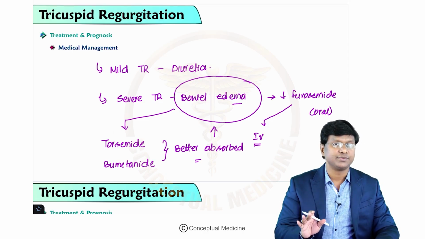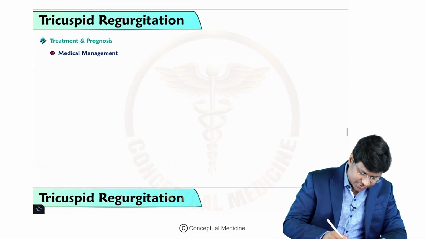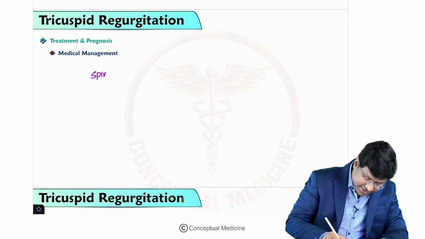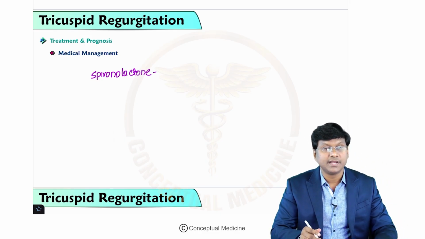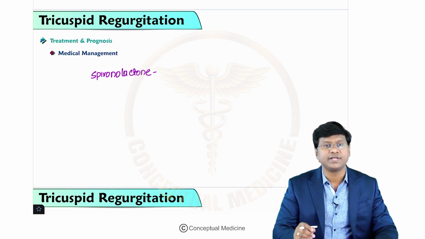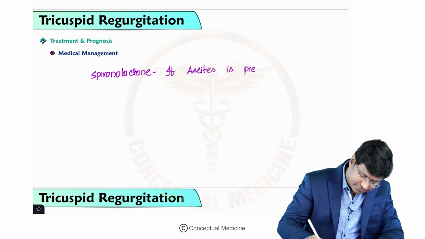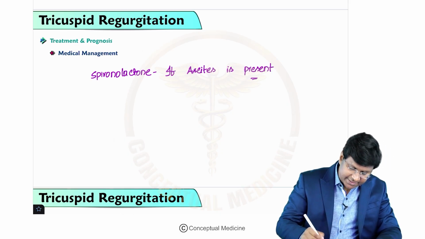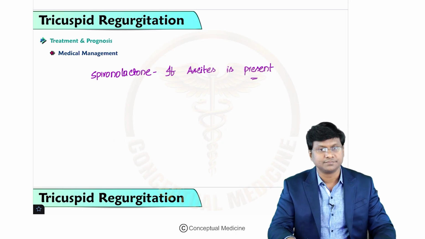So that is about your diuretics. And the other important thing is the aldosterone antagonist, for example spironolactone. Spironolactone has a role as well, particularly if ascites is present, then you need to give this aldosterone antagonist, that is spironolactone.